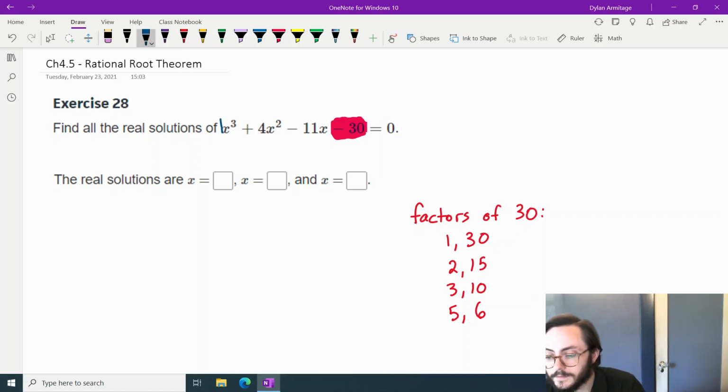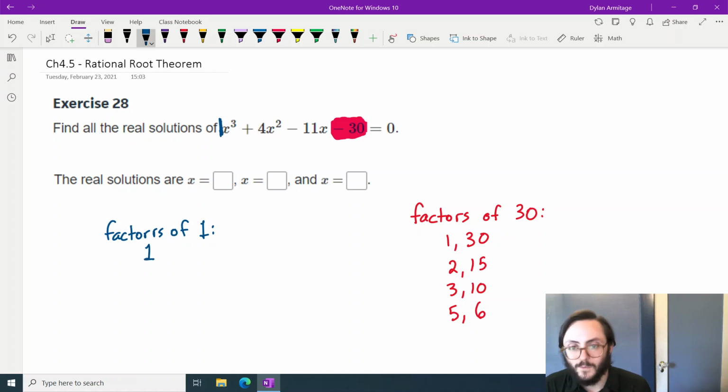And then we need to look at our leading coefficient, which in this case is just 1. So factors of 1, there's just 1, right? 1 times 1, it's the same number. So fortunately, this works out very nicely.